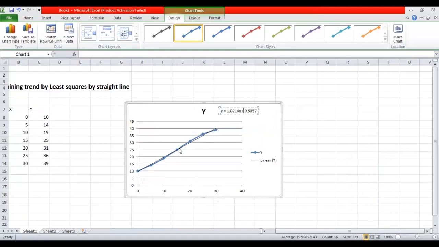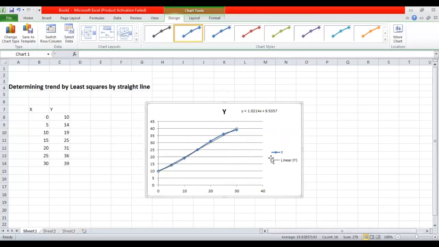If you observe here, you can see two lines: one is the black line and another is the blue line. This blue line indicates the original line, and this black line is the straight line equation we have fitted. Now, by using these values, I'm going to find the trend values.